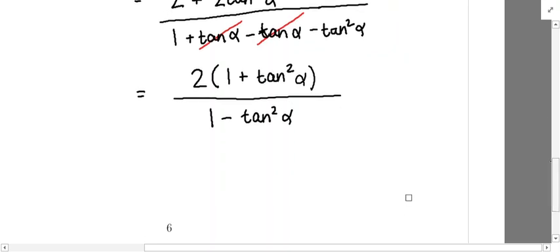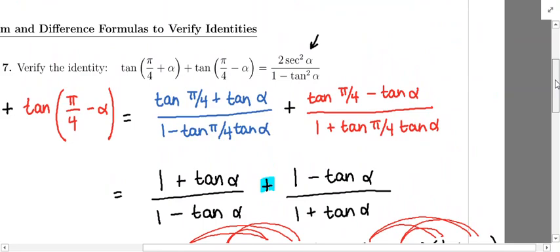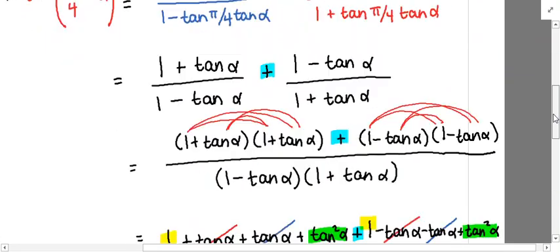Okay, and then at this point, what I'm highlighting here in yellow, this is a Pythagorean identity. If you remember, I'm writing this out to the side. 1 plus tangent squared of alpha is equal to secant squared of alpha. So if we apply the Pythagorean identity here, this is going to turn into 2 times the yellow stuff, which is secant squared of alpha, and the bottom is still 1 minus the tangent squared of alpha, and this is precisely the right side of the identity we were trying to prove. Okay, so we are done.